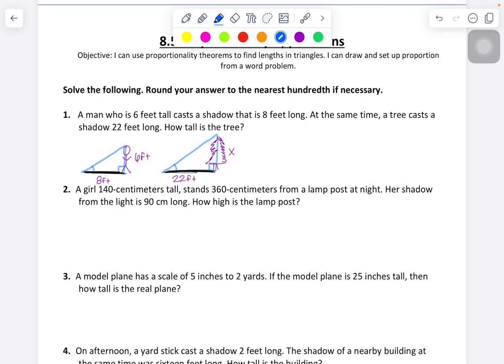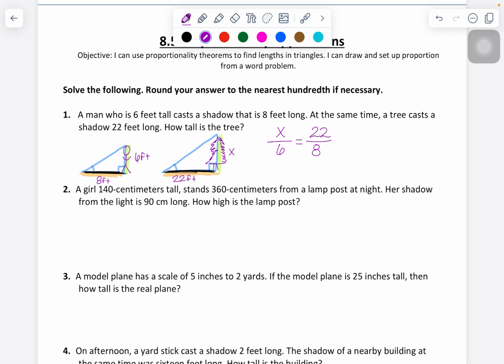Now, as a result, we can set up a proportion. We need to match up corresponding things. Corresponding sides. Shadows go with shadows. Heights of the object go with the height of the object. So, my proportion. I like to start with the x, so the height of the tree goes with the height of the man, is equal to tree's height and shadow length of tree are in the same triangle over the shadow length of the man.